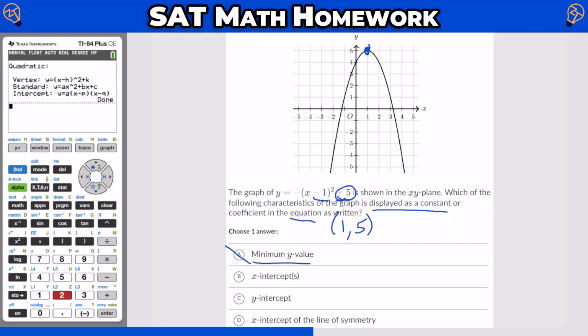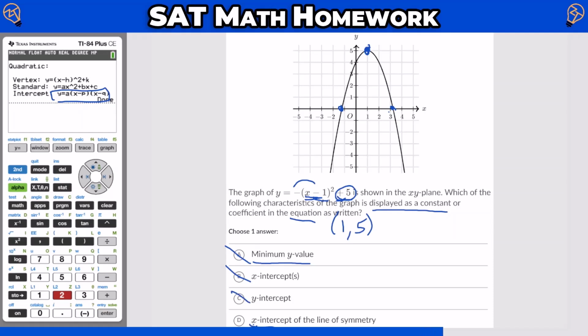X-intercepts? No, the x-intercepts would have been reflected in intercept form, but this isn't even in intercept form, so that doesn't make sense. The y-intercept always occurs when x is 0. Now notice if I plug in 0, 0 minus 1 is -1. You square it, you get +1. You multiply it by -1, you get -1 again. And then you add 5, you get 4. And there's not a 4 in the equation, so that doesn't make sense.